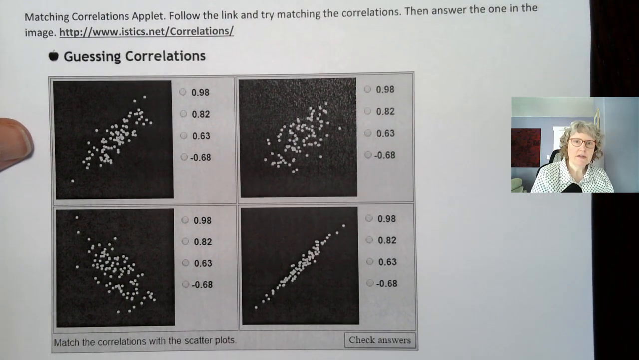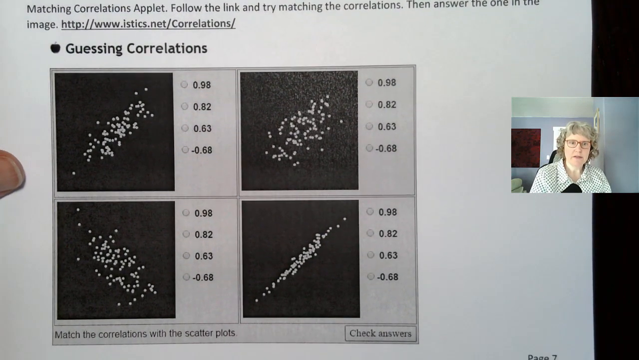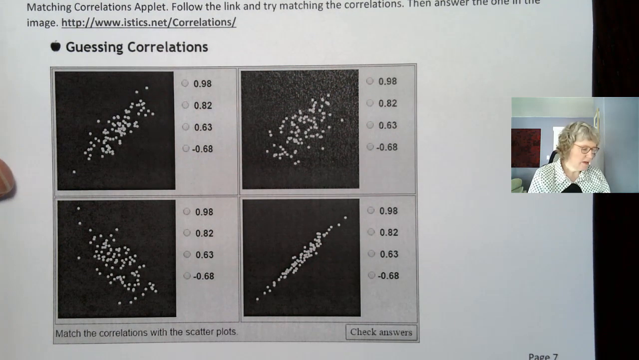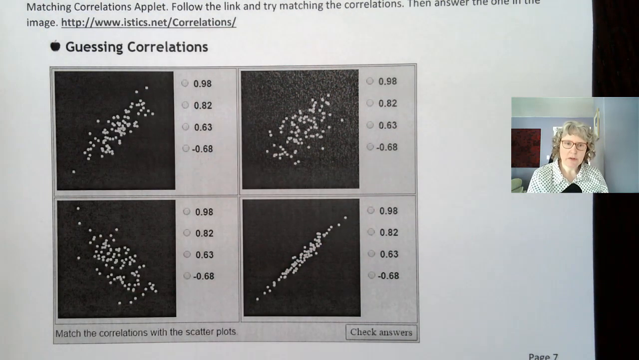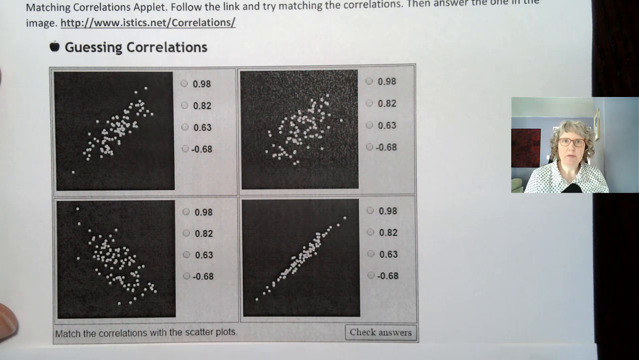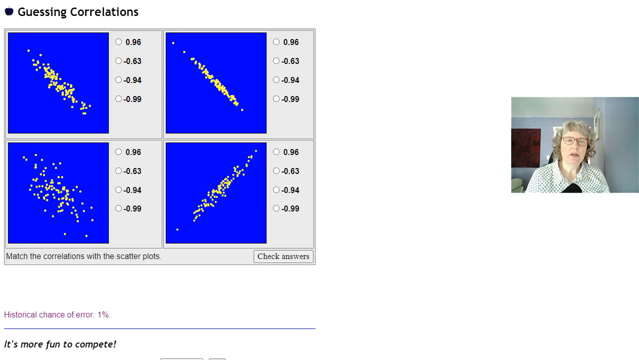So what it is, there are 4 random scatter plots, and then there are 4 correlations, and they're the same values in all 4, so it's like a matching, and you can use the process of elimination. So I've got an example here. We'll do this example after we play with the applet for a bit. So let me go ahead and get to the applet.